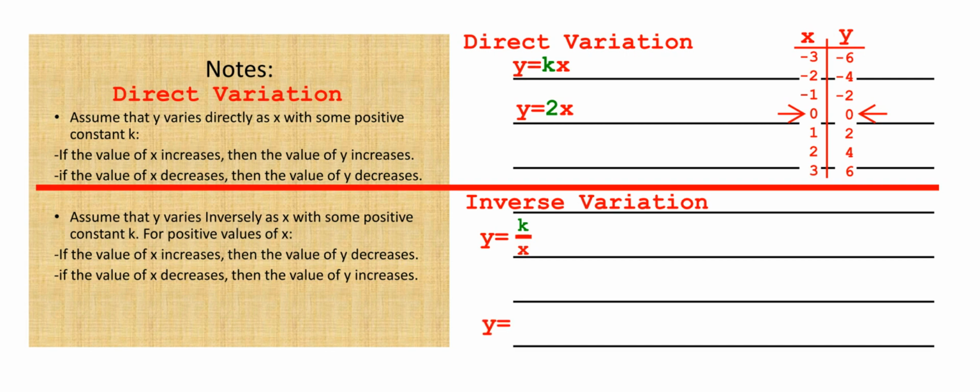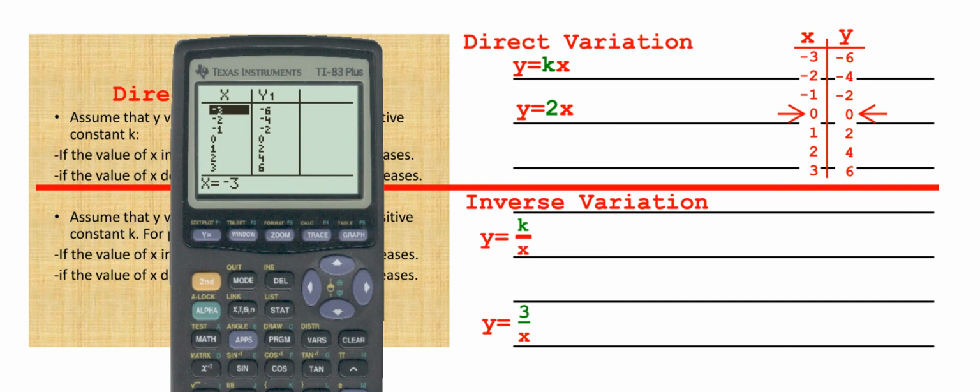Inverse states a division. So in our example, y equals 3 over x. Let's go ahead and go into our calculator. I'll go to y equals, and for now, I'll temporarily turn that off by hitting enter. I'll go down to my enter button and hit enter. And notice if I go to the right, it turns it off. So it makes it basically unhighlighted.